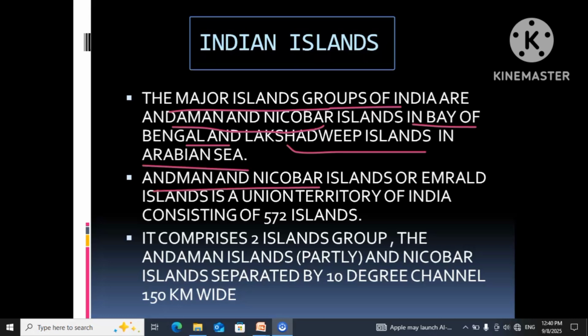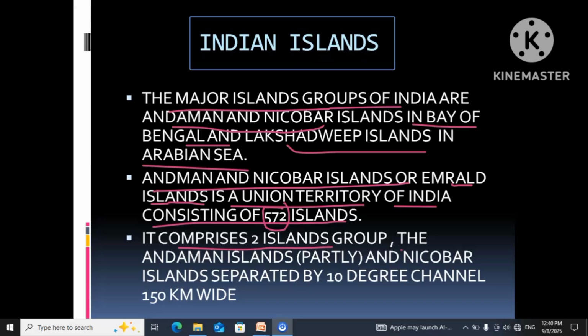Andaman and Nicobar Islands, also called the Emerald Islands, is a union territory of India consisting of 572 islands. How many islands? 572. It comprises two island groups.